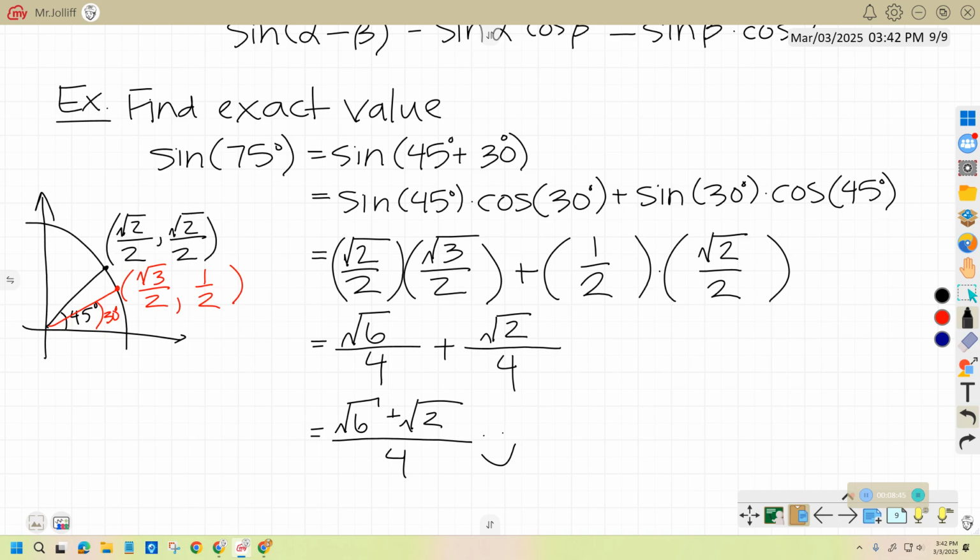The first part of your Delta Math for this week is practice doing that with sines and with cosines. We did sine today. We're going to do cos tomorrow. We'll talk about tangent and cofunctions on Wednesday.